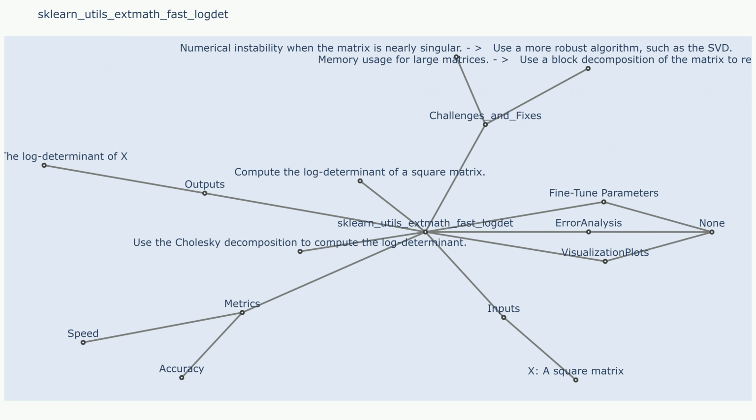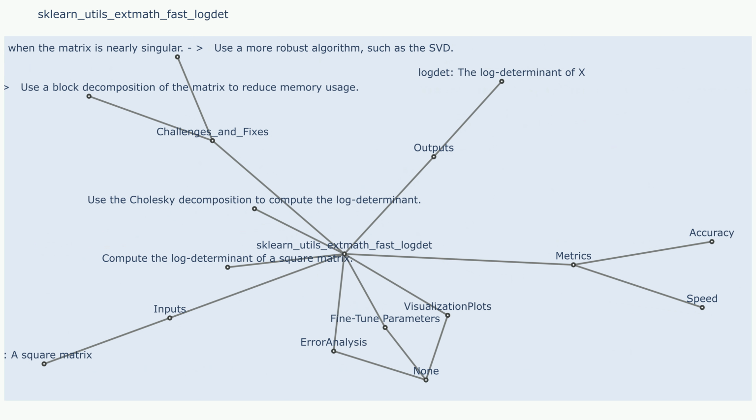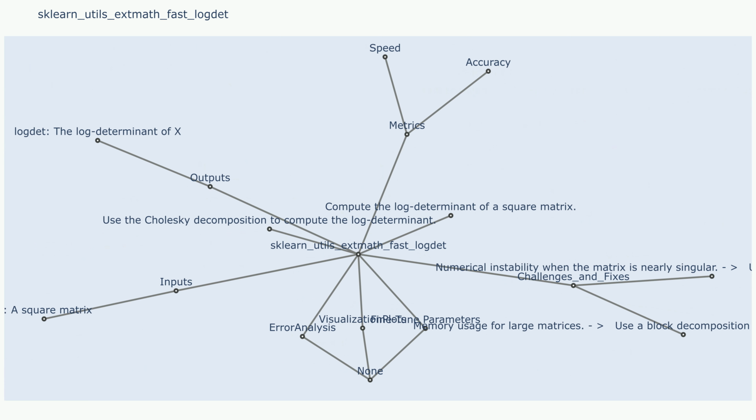Steps: Cholesky decomposition. The function first attempts to decompose the input matrix A into its Cholesky factorization, resulting in a lower triangular matrix L such that A = LL^T. This decomposition is particularly efficient for positive definite matrices, which are common in many applications.